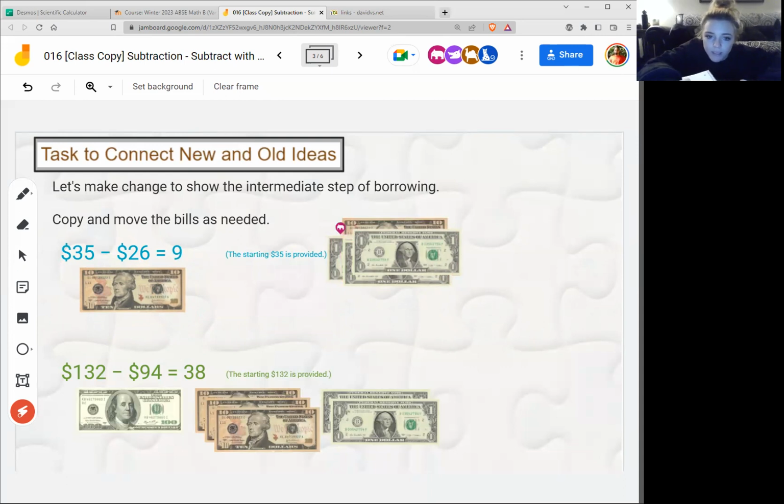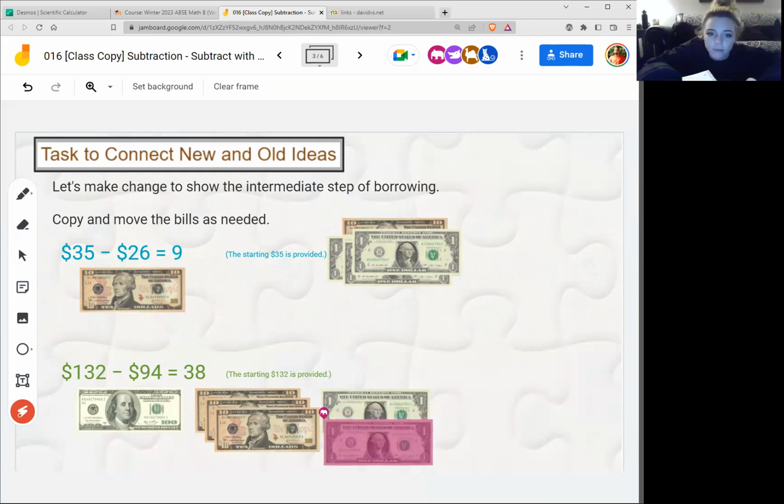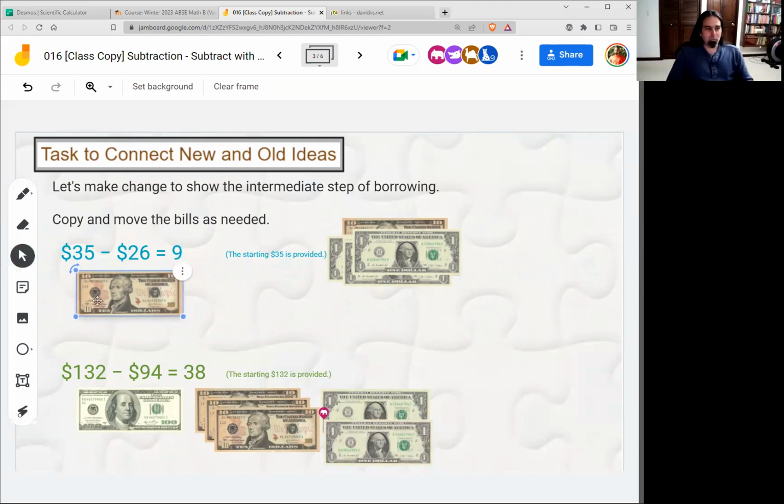Can I just grab one of these? That's from a different problem. Right. Well, we're missing a dollar bill. Yes, you have a 10, but you need a 1 instead of the whole 10. So I would replace that 10 with 10 ones.